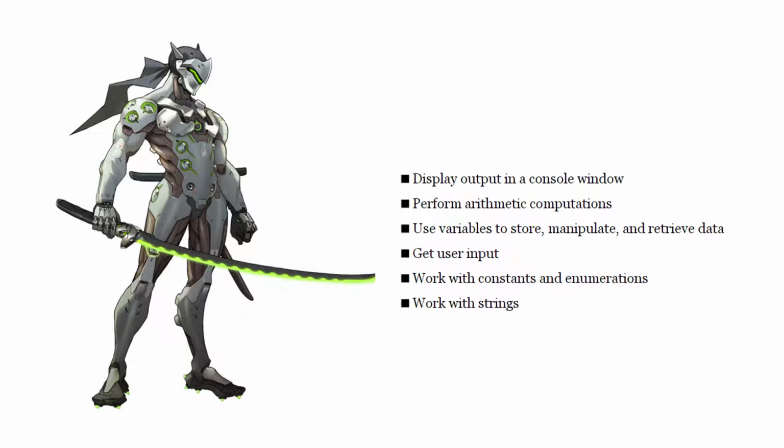But today we're going to be using the input system that's built into the console, which is basically letting you type in numbers and strings and letters. Letters and strings, which I'll get to. Constants and enumerations. So these are basically ways to define values.